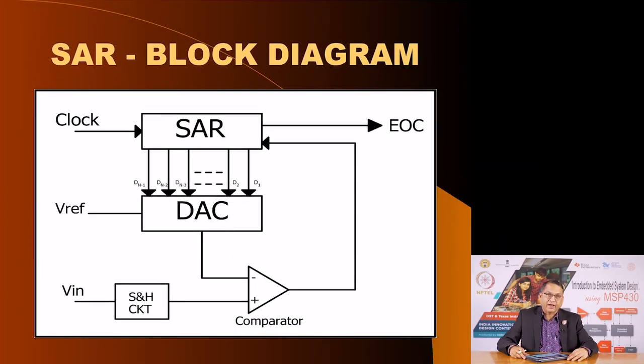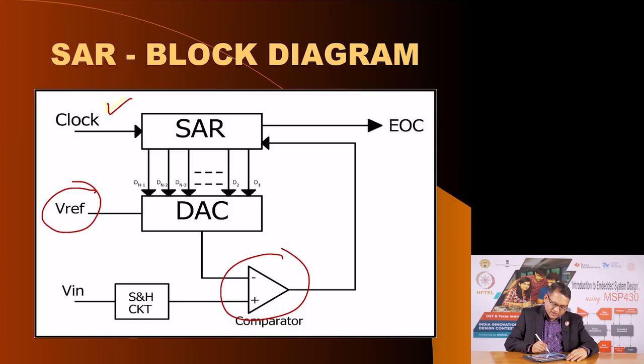This is the block diagram of the SAR type of ADC. A SAR type of ADC requires a clock, so you need to decide what kind of clock source you are going to use. In our MSP 430 ADC, we have options of a lot of clock sources. You also need a reference voltage against which the values will be compared in this comparator. Here the input voltage is held to a value using the sample and hold circuit, and when that value matches, then you stop the conversion.